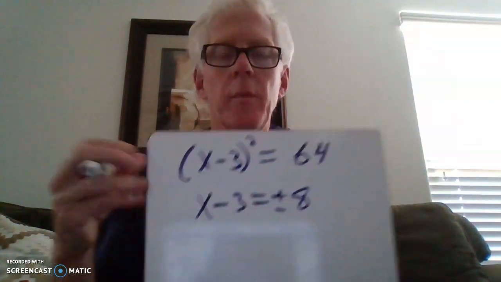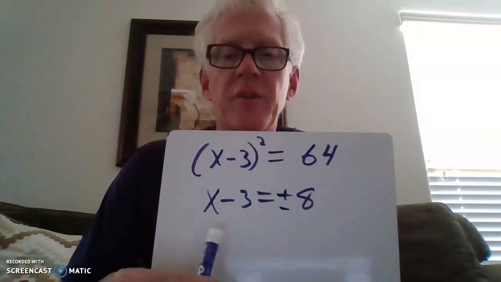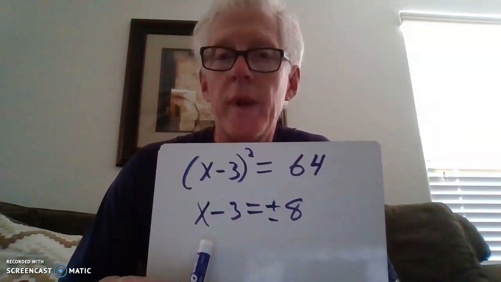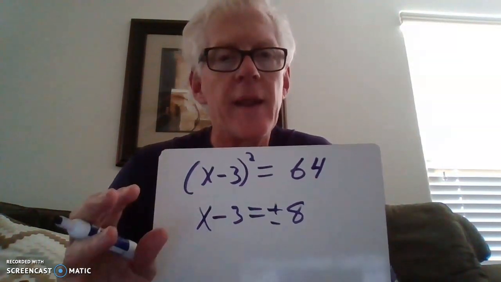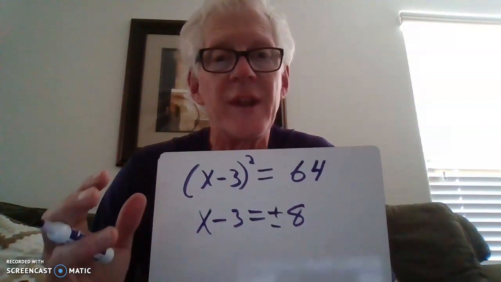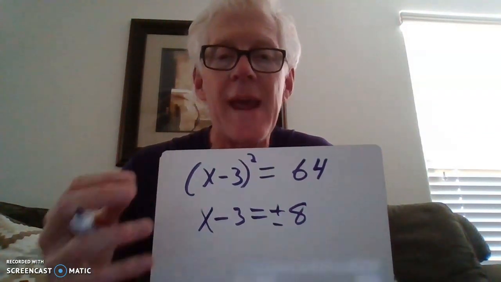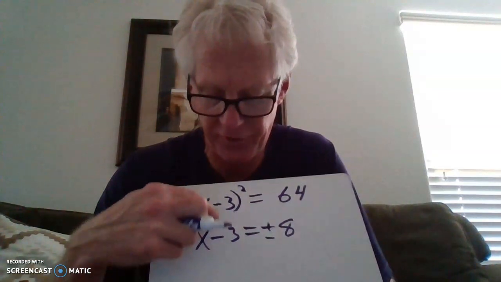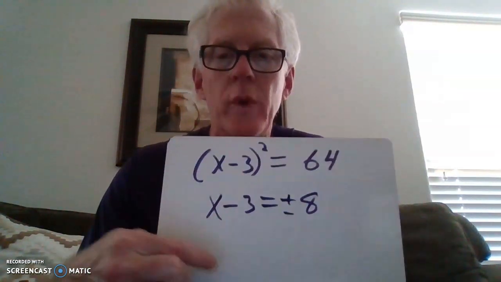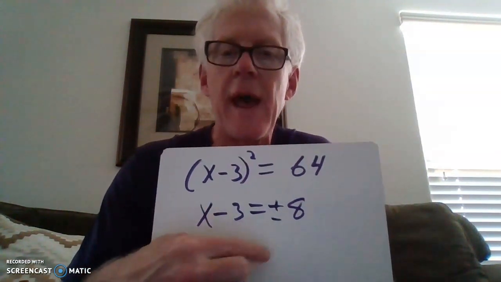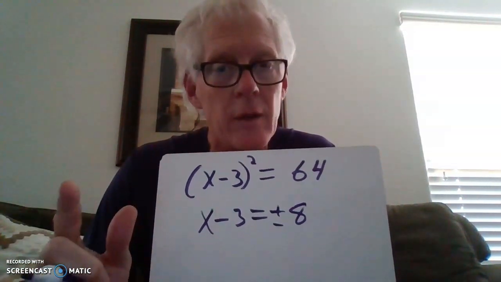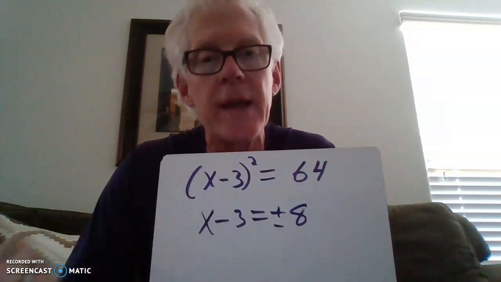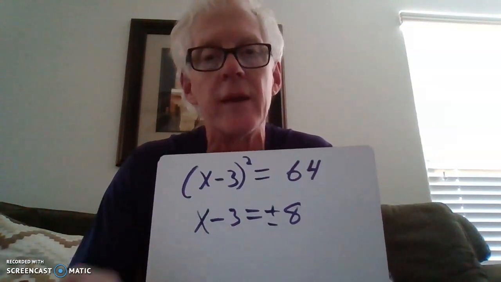Now, this is what we need to remember. This x is not by itself yet. It still has 3 being subtracted. We have to add 3 to both sides. But we're not adding 3 to both sides to just an 8. It's to 8 and a negative 8. We make this cute little symbol here, but there are really 2 numbers down here. So you're going to add 3 to 8, which will be 11, and you're going to add 3 to negative 8, which would be negative 5.